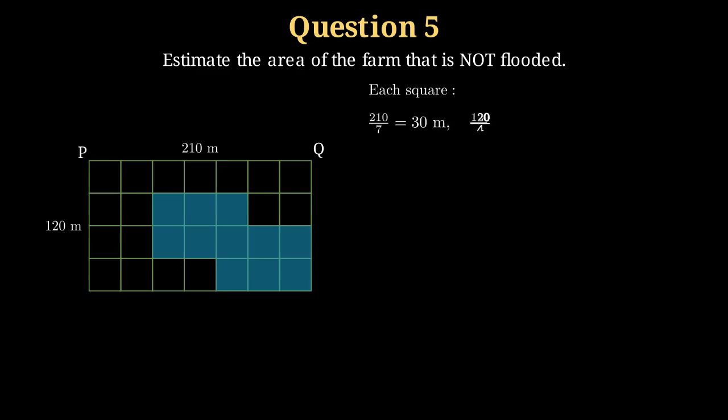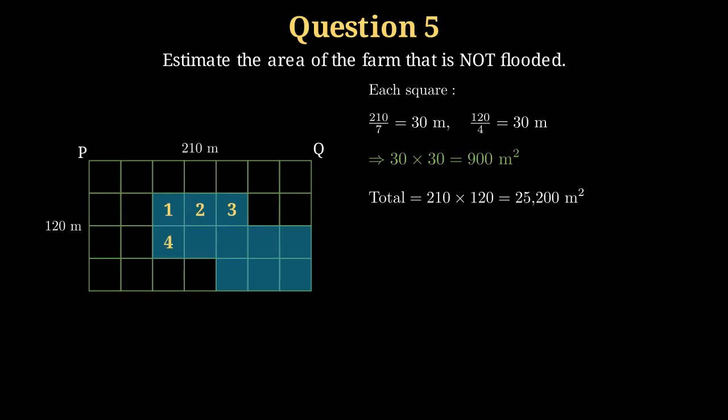First, the scale. The length, 210 metres, is spread across 7 squares, so each square is 30 metres wide. The width, 120 metres across 4 squares, is also 30 metres. So every square represents 30 by 30, which is 900 square metres. The whole farm is 7 by 4, 28 squares, or simply 210 times 120, which is 25,200 square metres.